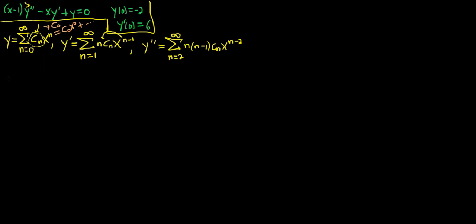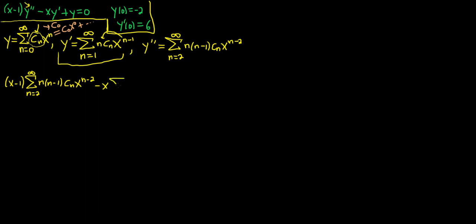All right, so now that we have all the derivatives, we just carefully plug them into our differential equation. So we have x minus 1 times the second derivative, so that's the infinite sum, as n runs from 2 to infinity of n minus 1, c sub n, and then we have x to the n minus 2. And then minus x, and then y prime, so y prime is up here.